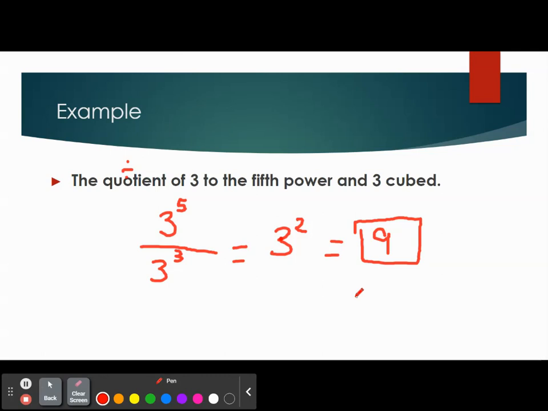Row 3, you can put up your calculators and your phones.